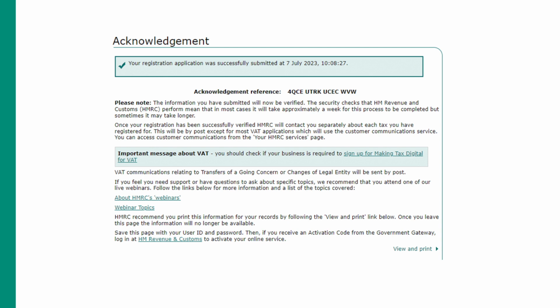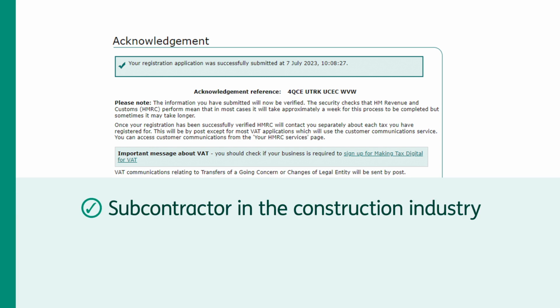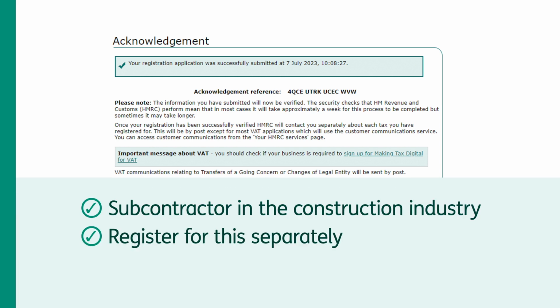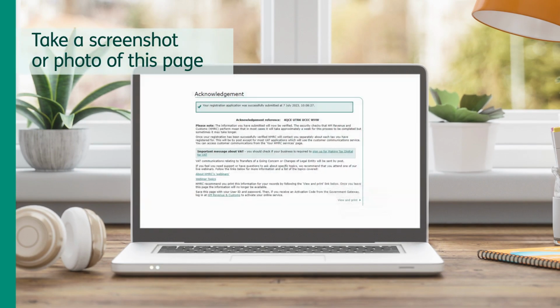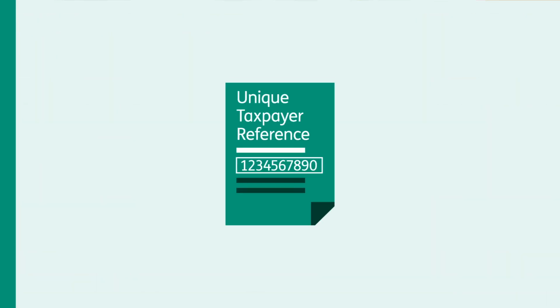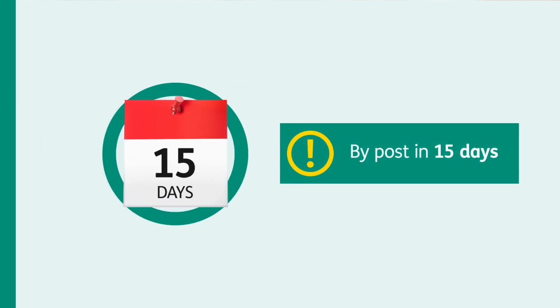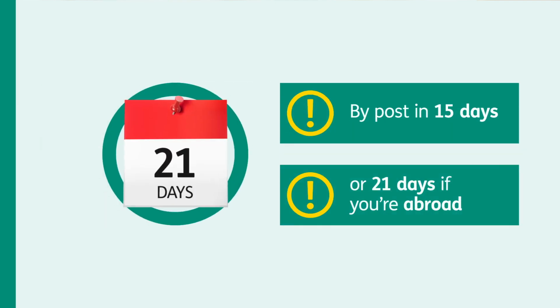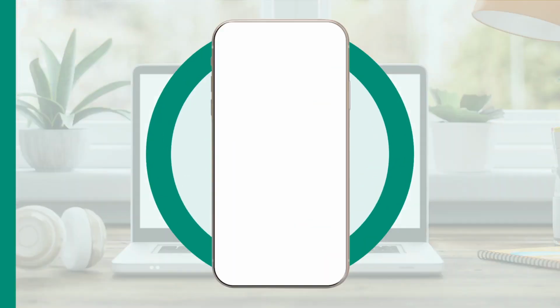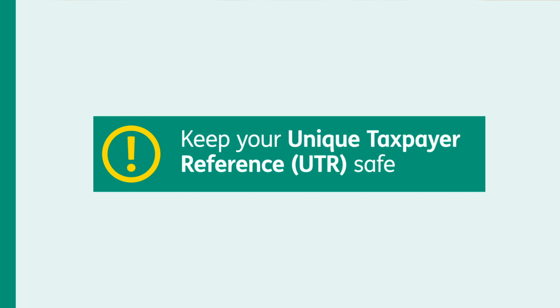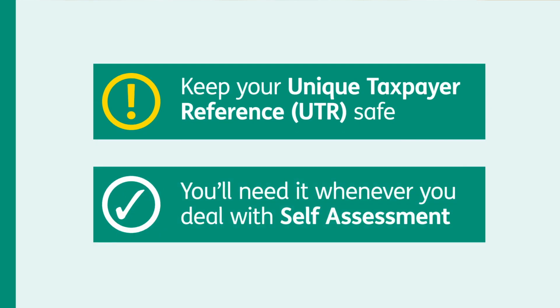For example, if you work as a subcontractor in the construction industry, you'll need to register for this separately. It's a good idea to screenshot this page or take a photo of it. You'll get a unique taxpayer reference in the post. You can find it sooner by logging into your online account or in the HMRC app. Keep this safe. Your UTR is like your national insurance number. It stays with you for life.